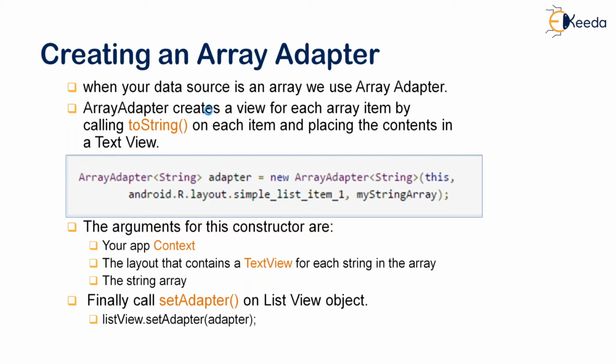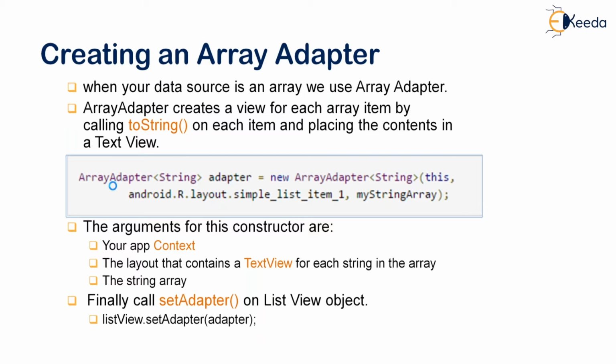Here this array adapter is going to create a view for each array item by calling the toString method on each item and placing the contents in a text view. Let us suppose you have a names array. For every name it is going to call the toString method, and that value will be assigned to the text view.